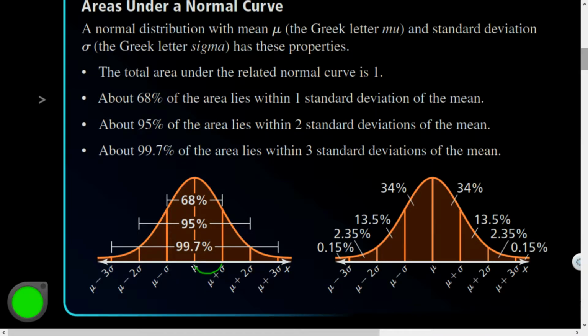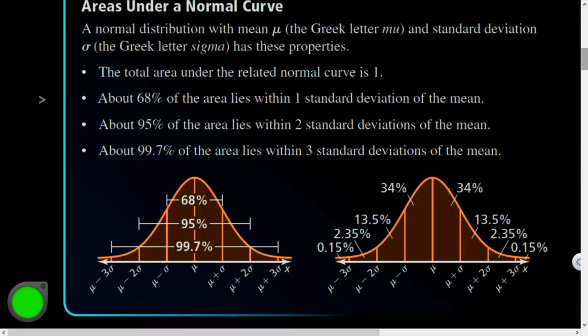If I allow myself to go out two standard deviations above or below, I end up with 95%, roughly. And if I allow myself to go out three standard deviations, I'm starting to cover more and more of my data, and I get 99.7% of that data.